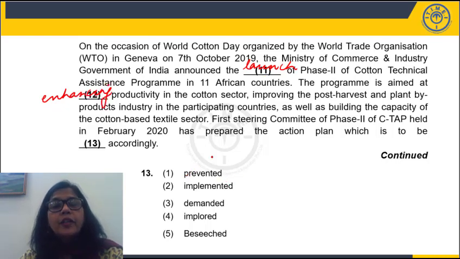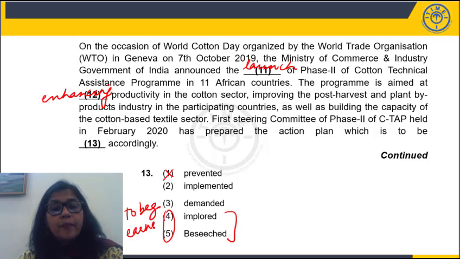Let's see the 13th one over here. First steering committee held in dash has prepared the action plan which is to be dash accordingly, which is to be prevented. The opposite idea. Demanded, implored, besieged. Yes, implored, besieged, both of them mean to beg earnestly. So ruled out. And which is to be demanded? No, demanded doesn't fit in logically. So the correct answer here is implemented. Implemented, logically.